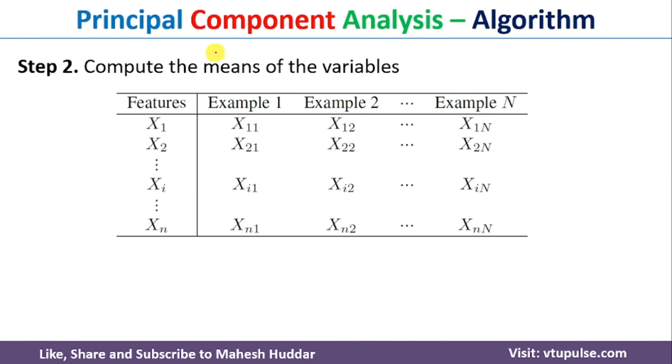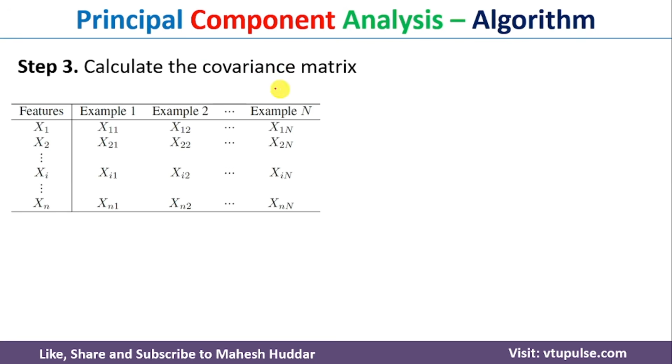The second step of the PCA algorithm is to compute the means of each variable. As said earlier, there are n number of features or variables. We need to find the mean of these variables or features. That is, xi bar, the mean of the ith variable, is equivalent to 1 divided by N, because N examples are there and we need to add all these, that is xi1 plus xi2 till xiN in this case, where i is the ith feature.